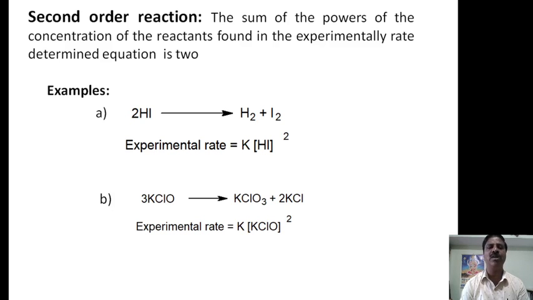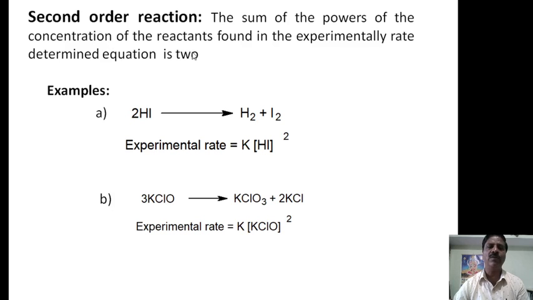Therefore, the general definition is that the order of the reaction is nothing but the sum of the powers of the concentration of reactants found in the experimentally determined rate equation. If it is 2, it is called a second order reaction. If it is 1, it is called a first order reaction. If it is 0, it is called a zero order reaction.